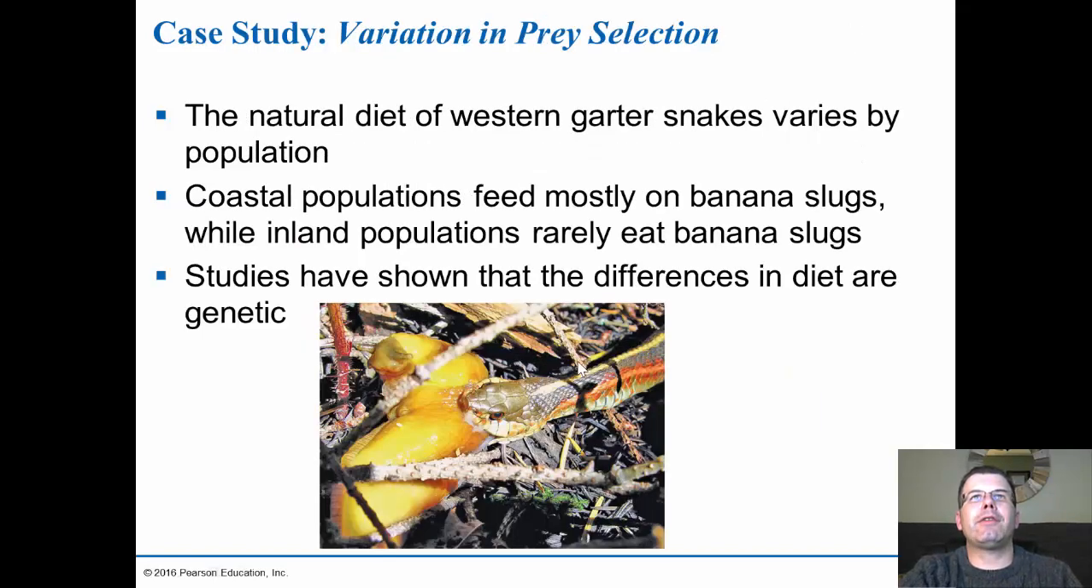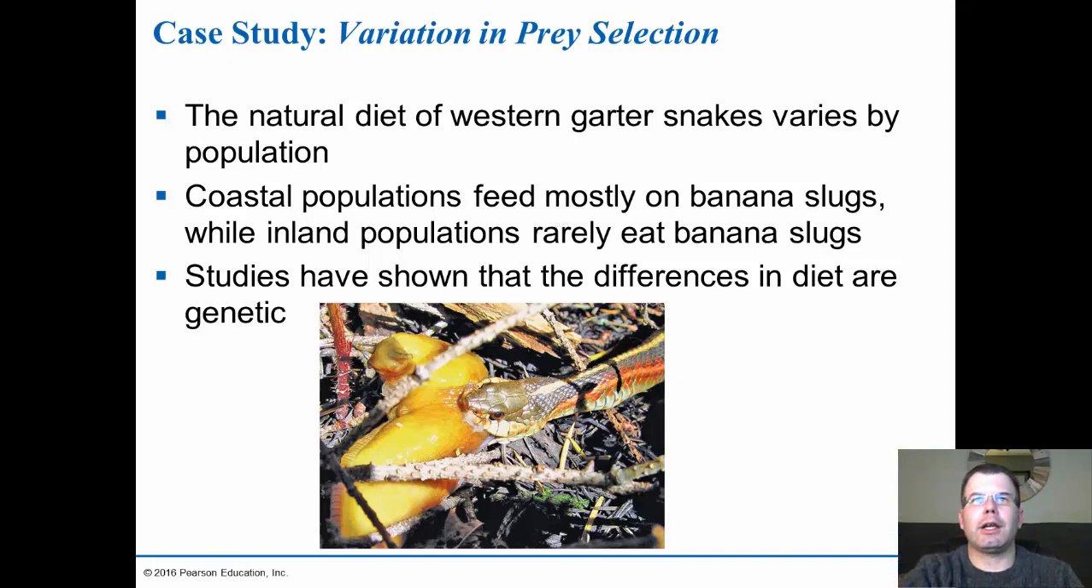Now, one of the case studies in variation could be in prey selection. And so the example is in garter snakes, in that certain coastal garter snakes will feed on banana slugs, while inland garter snakes will rarely eat banana slugs. So again, it's all dependent on where they live. And so even though they're the same species, one set of snakes that live close to the coast will feed on these banana slugs, while the other ones will not eat them based on where they live. And so this is an environmental cue. And again, it is shown that the differences in the diet are genetic.